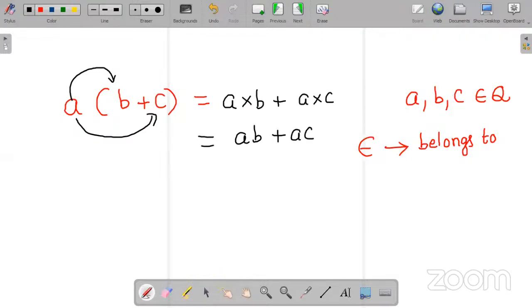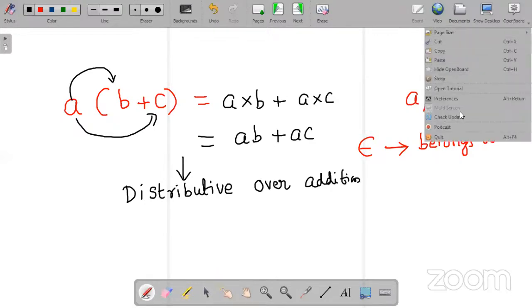This property is called the distributive property. Distributive law also we can say. Multiplication is distributive over addition. Clear? Right.